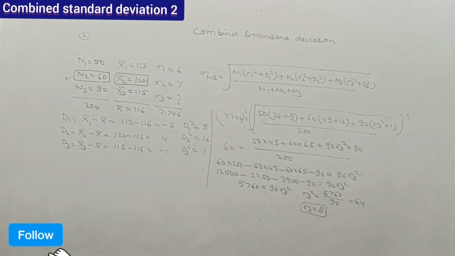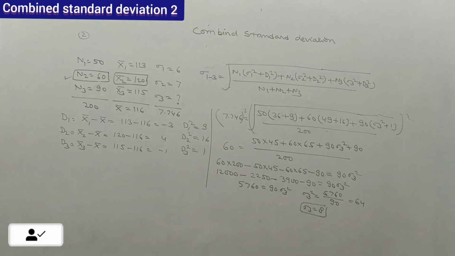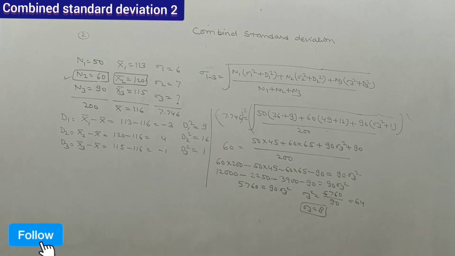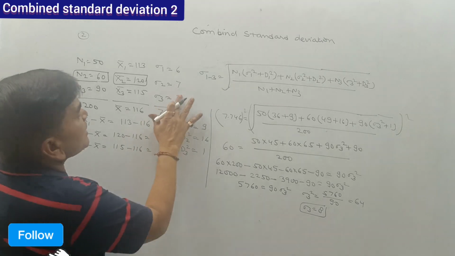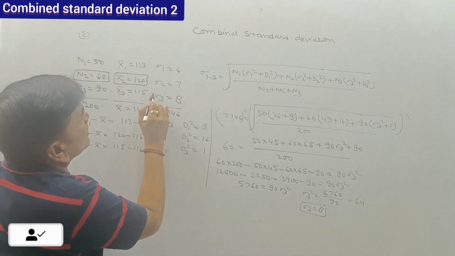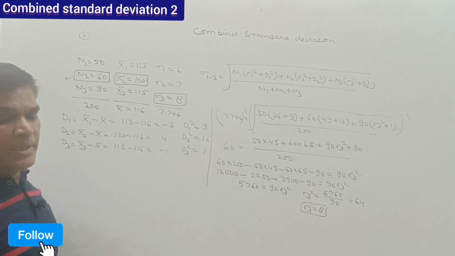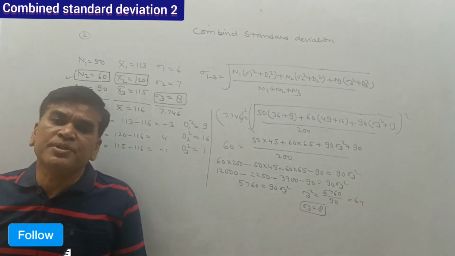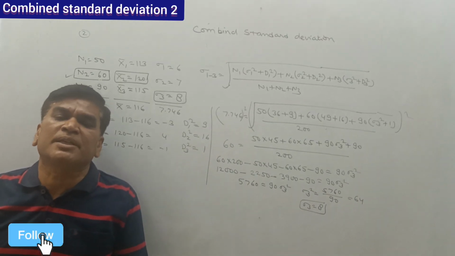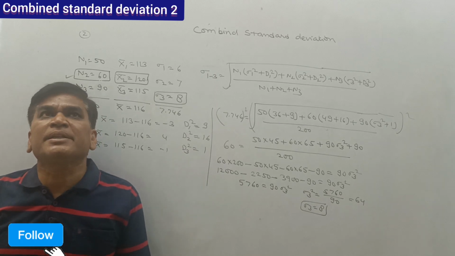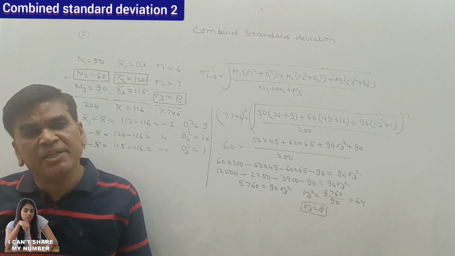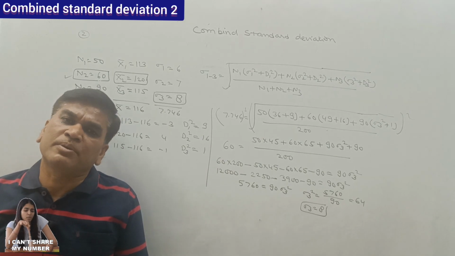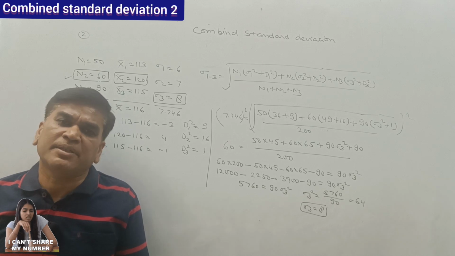So the value of standard deviation 3 we get is 8. So it's very easy to calculate. If a question in this form with the combined standard deviation comes up, you can easily calculate it. There is no problem in calculating this. So I think this video will be beneficial for you to calculate combined standard deviation. Thank you.